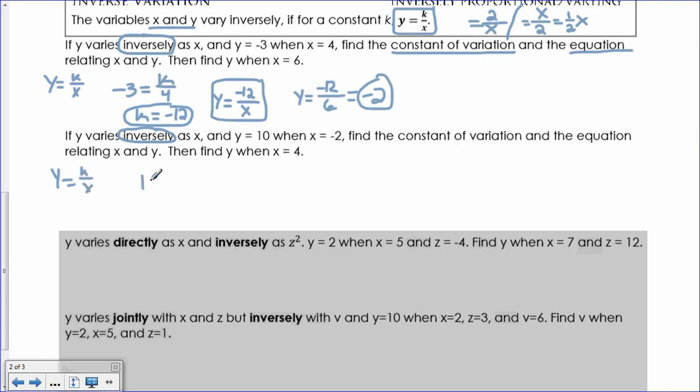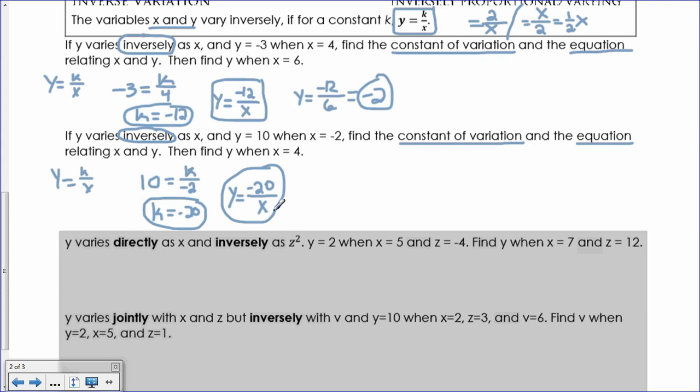Y is equal to 10 when x is equal to negative 2. Let's solve for k. You're going to multiply the negative 2, so k is equal to negative 20. That's part of the question. They wanted us to find the constant of variation, so I'm going to go ahead and circle that. That's officially one of the answers. They also, just like above, want the equation that relates, so we're going to have y is equal to the definition of the constant of variation, which is negative 20, divided by x. That's the equation that relates the two variables together.